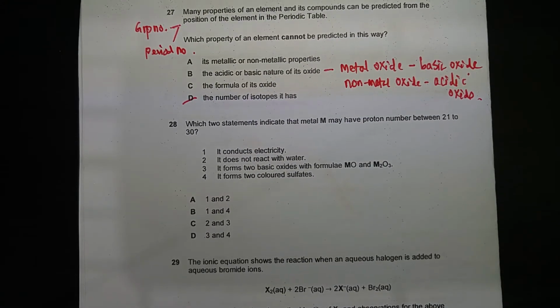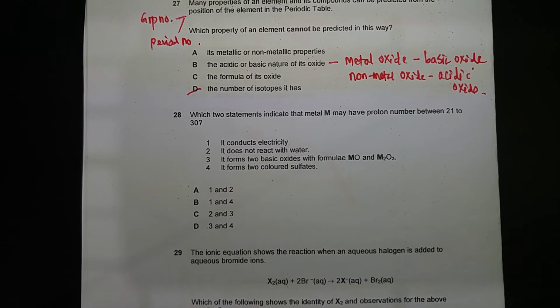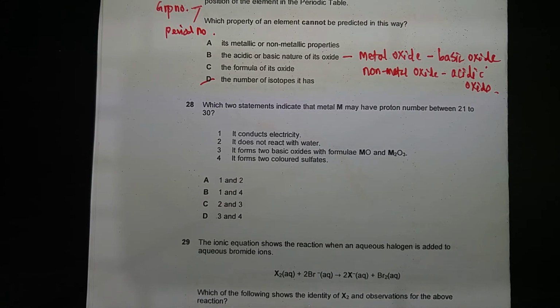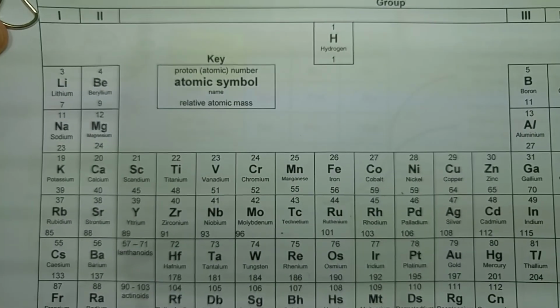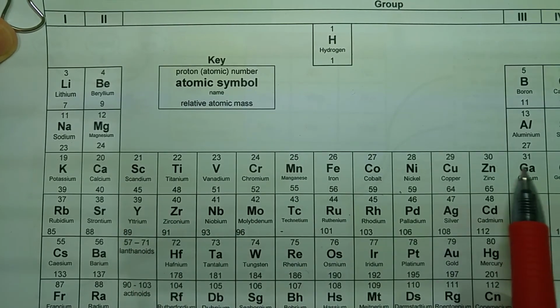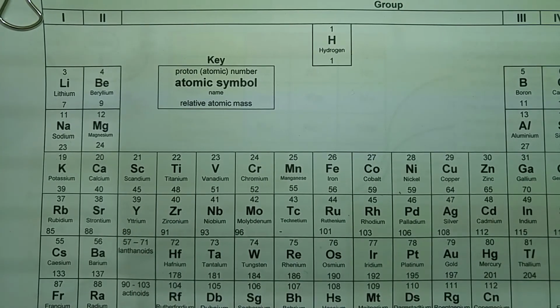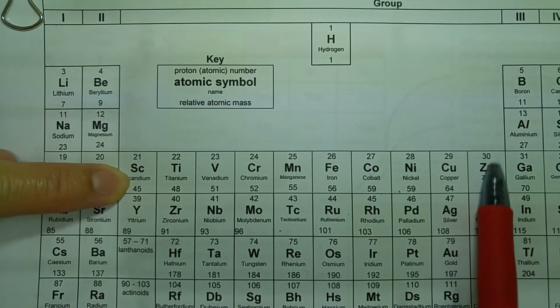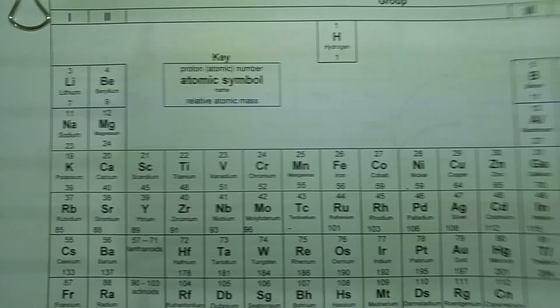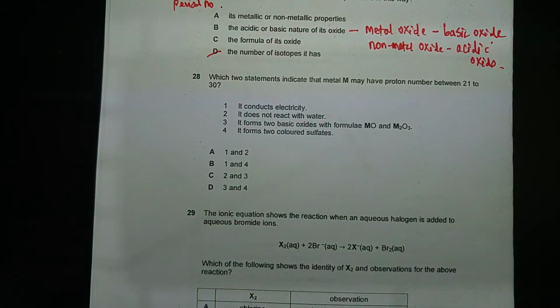28. Which two statements indicate that metal M may have proton number between 21 and 31? Proton number 21 and 31, that's the top number. 21 to 30, right? That's the transition metal. All these are the transition metals. So you try to recall the properties of transition metals.